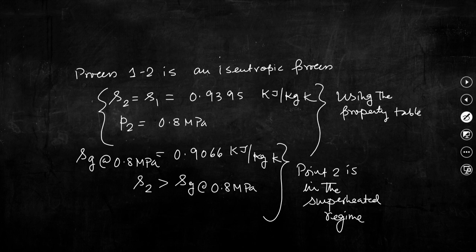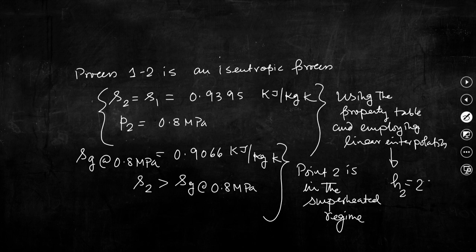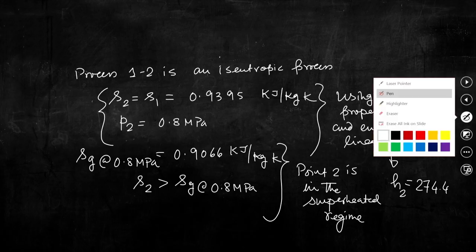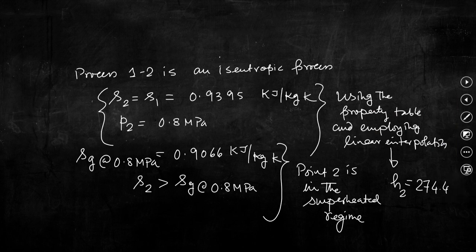Now, as I said, you can use the property table for R134a, and you can calculate just by linear interpolation. So, using the property table and employing linear interpolation, we can have H2 equal to 274.47 kilojoule per kg.